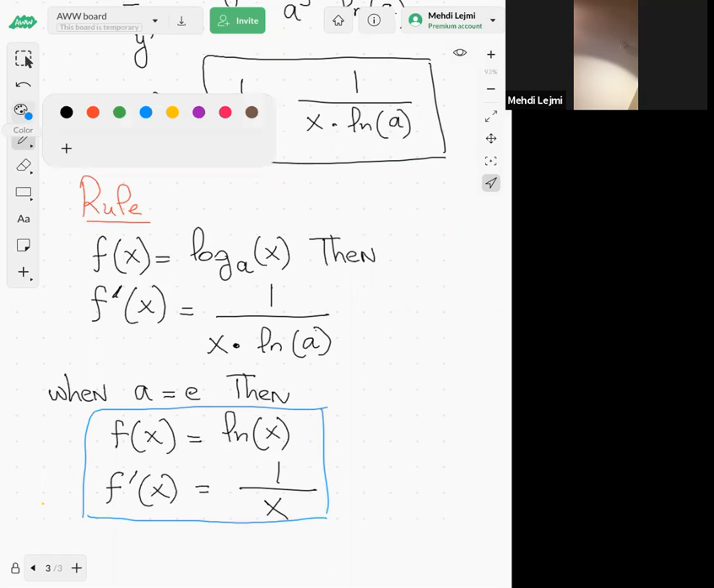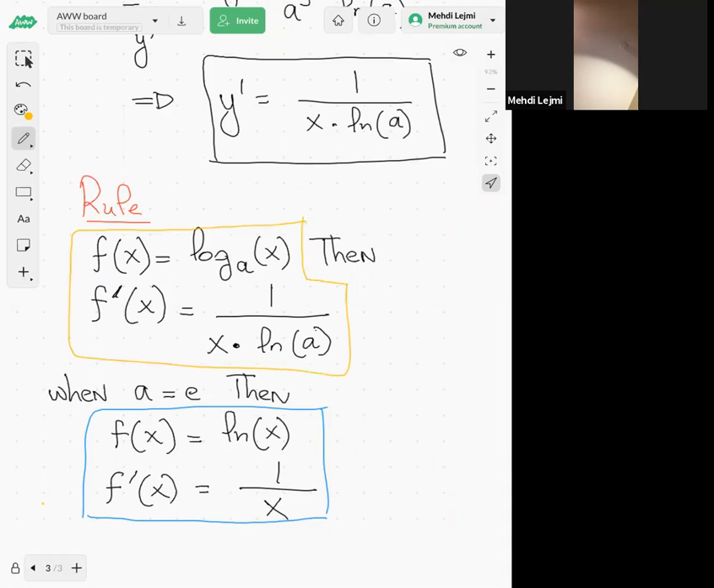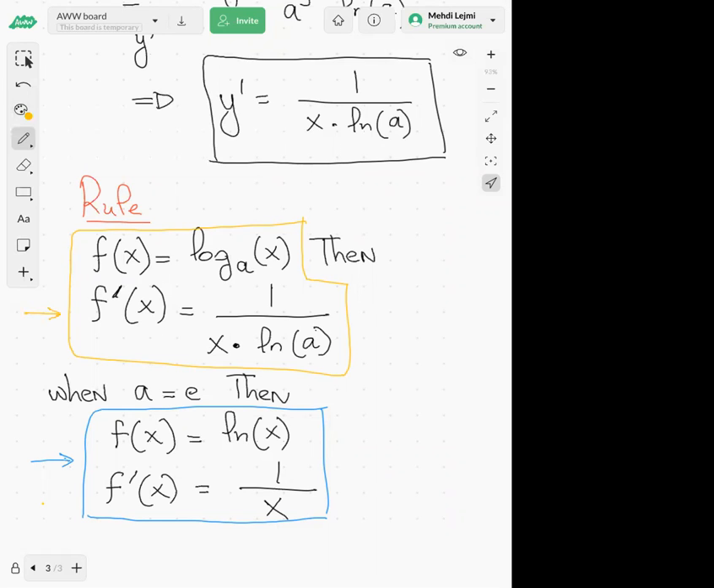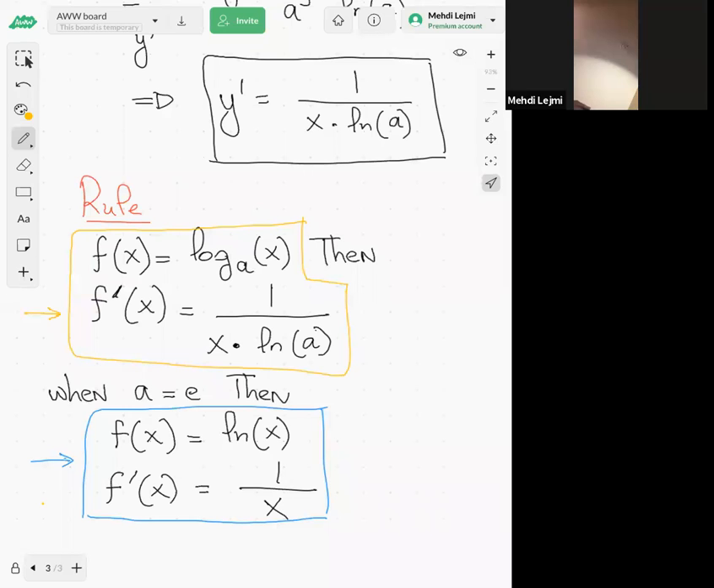And in general, if you have log in base a of x, the derivative would be 1 over x times natural log of a. Okay, so the rule you need to remember is this one here. If you have natural log of x, then the derivative is 1 over x. And in general, this is the derivative when you have log in base a. Right? So any question about the rule here, guys? All I'm saying is the derivative of natural log of x is 1 over x.